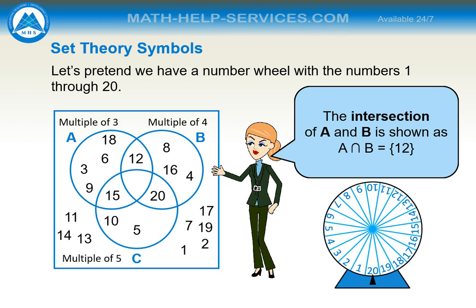The intersection of A and B is shown like this. I'll call this A intersect B. The only one here is 12. The intersection of A, B, and C is shown as A intersect B intersect C. Note there's nothing in there, so this is the empty set, and we can write it with this symbol shown on the screen.